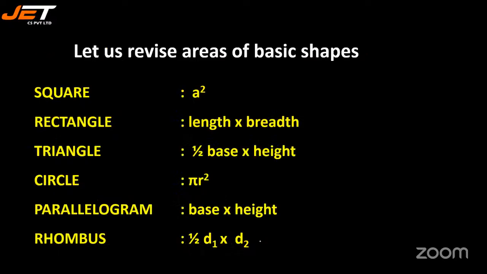See here. Now let us revise areas of basic shapes. For square, it is a square. For rectangle, it is length into breadth. For triangle, it is half into base into height. For circle, it is pi r square. For parallelogram, it is base into height. For rhombus, it is half into d1 into d2.